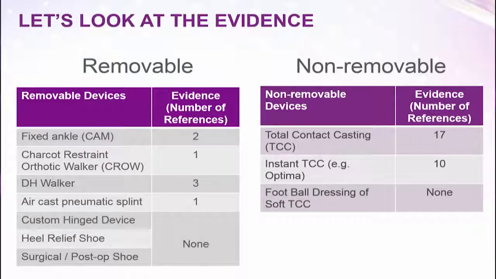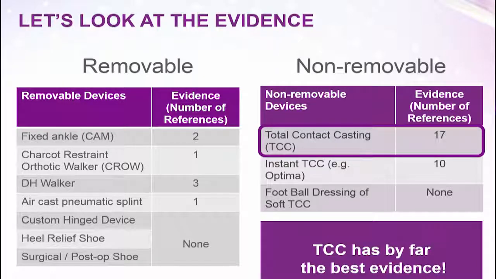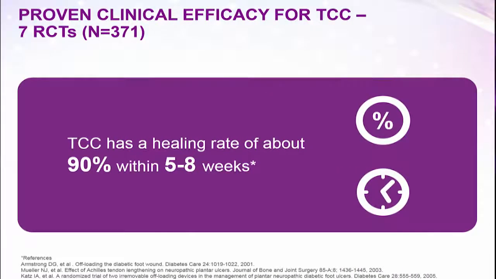So if you look at the evidence of all the removable and non-removable devices, there's no question that total contact casting has the most literature written about it and by far has the best evidence. Overall, as I mentioned before, there's less than 400 patients in the 7 randomized clinical trials, but across the board in these studies, you're going to see a healing rate of about 90% within 5 to 8 weeks.